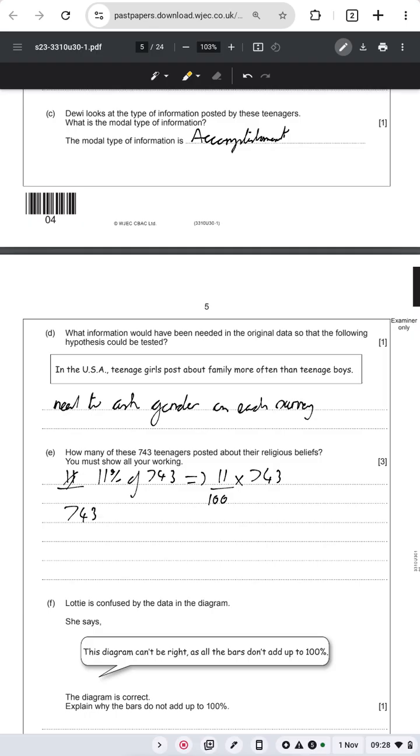So 1 times 3 is 3, 1 times 4 is 4, 1 times 7 is 7, add a 0, and then 1 times 3 is 3, 1 times 4 is 4, 7, and then we sum all of these, so we got 3, 7, 11, carry 1 is 8. So therefore we have 8. This is equal to 8,073 divided by 100, which is equal to 81.73. So I would say 82 people posted about religious beliefs.